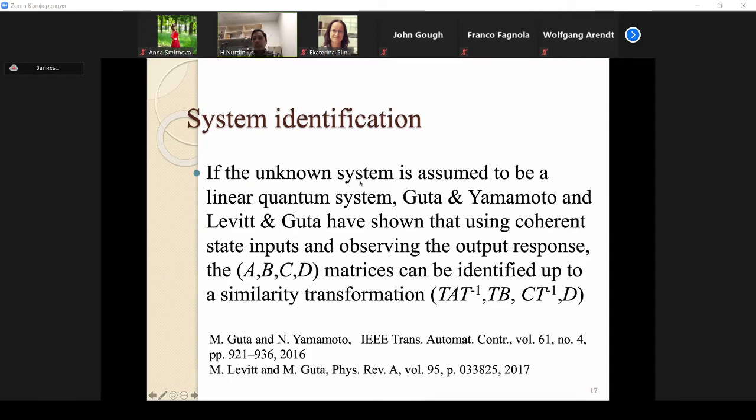Right, so I will now give an overview of some known results about system identification for linear quantum systems. Early work on this by Guta and Yamamoto, and Levitt and Guta, in these references down here, has shown that if you use a coherent state input to your system and you observe the output response, then you can identify the matrices ABCD for your unknown system up to a similarity transformation. So you can't get exactly what the ABCD matrices will be, but you can identify them up to a similarity transformation, where this matrix T here is a real invertible matrix. This was one of the early results for system identification of linear quantum systems.